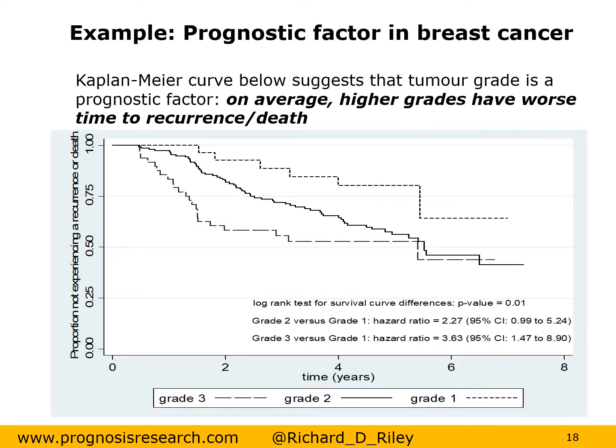Here's a very traditional example, tumour grade in breast cancer patients. Here I've got a Kaplan-Meier curve, and we can see that those in the third tumour grade are at a higher probability of recurrence of disease or death over time than those in the lowest tumour grade 1. The hazard ratio comparing 3 to 1 is 3.63. There's strong evidence that tumour grade is a prognostic factor. So different levels of tumour grade are associated with different average risks.